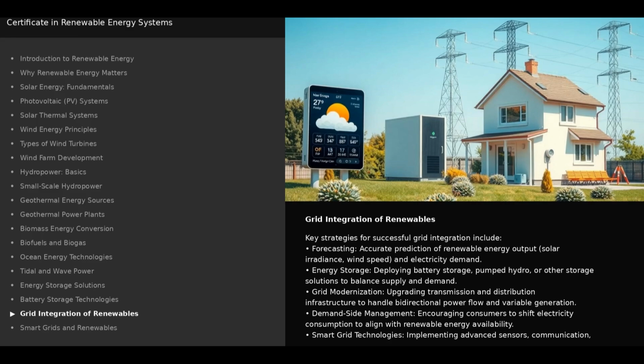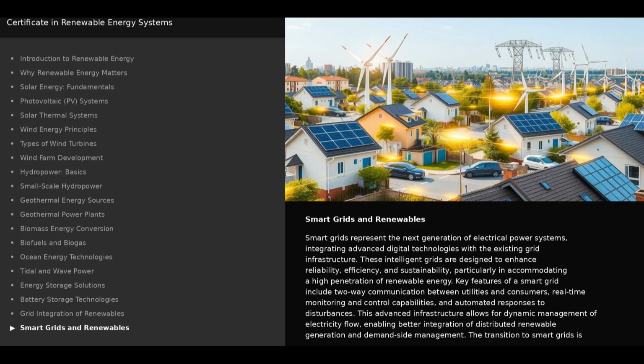These strategies work in concert to create a more flexible, resilient, and intelligent grid capable of accommodating a high penetration of renewable energy. The goal is to evolve from a reactive grid to a proactive, self-healing system that can seamlessly integrate diverse energy sources. Smart grids and renewables.